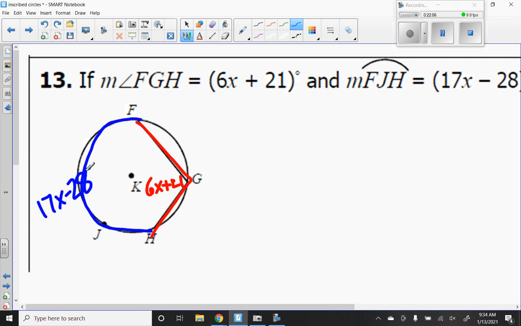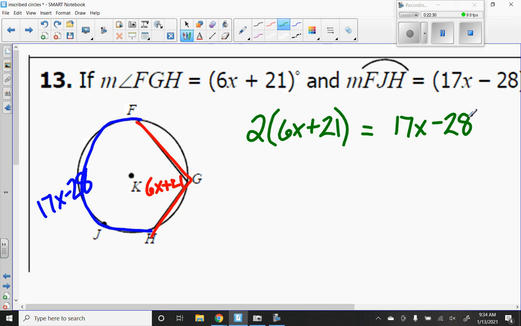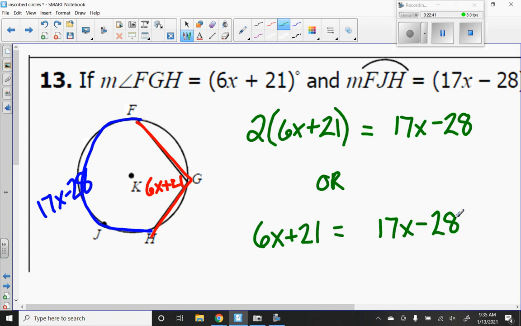So here's the first time that you have an expression in both spots, but that does not change the process. Multiply the angle by 2 and then make it equal to the arc, or take the angle and make it equal to half the arc. Still the same process, it's just a little more complex.